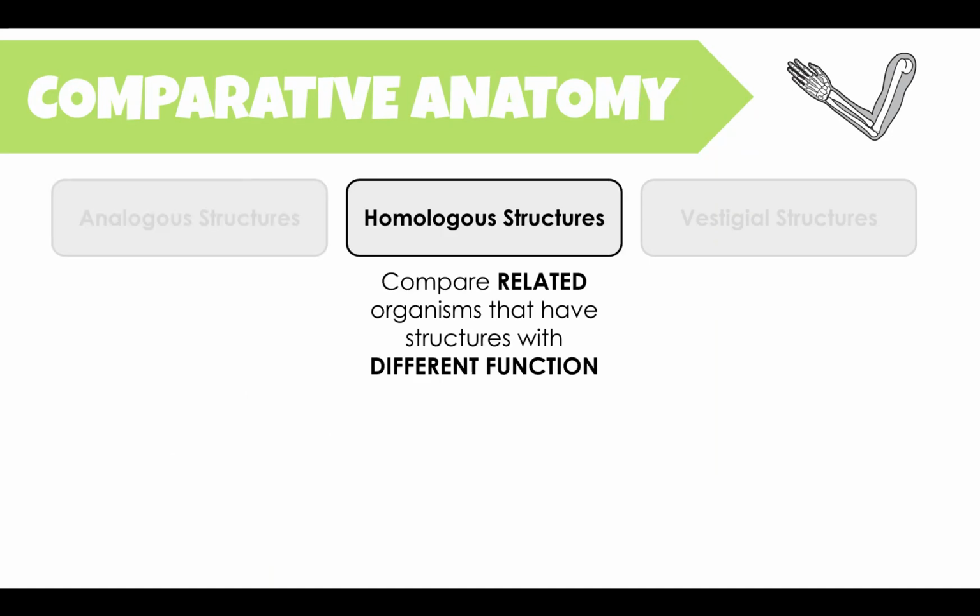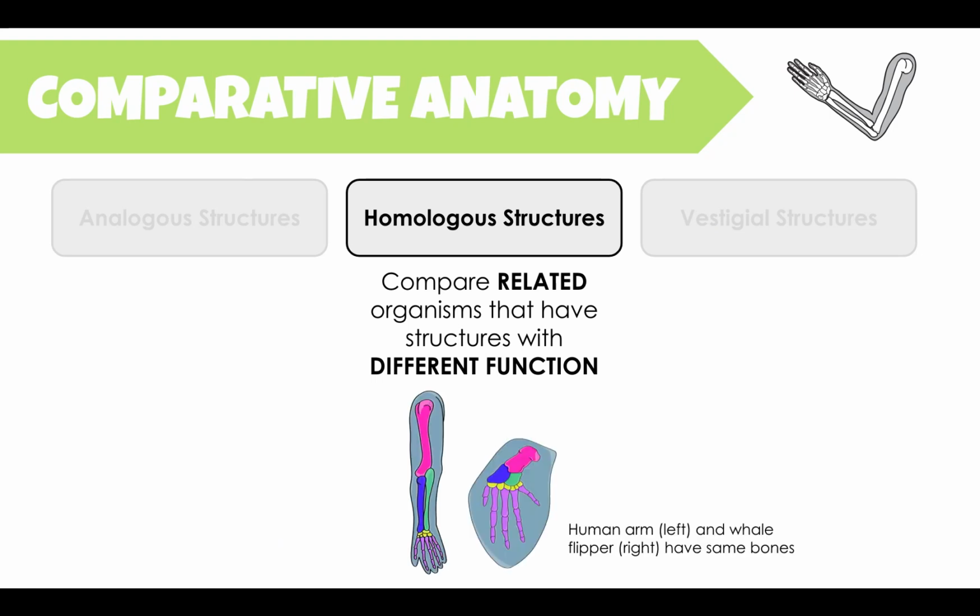So homologous structures are where we're going to compare related organisms to one another and see that they have similar structures but maybe different functions. So this is just showing that kind of descent with modification. We have evolved from one another, so we have the exact same bones, but we now use them for different purposes. So on the left, we have the human arm, the bones inside the human arm. And on the right, we have a whale flipper.